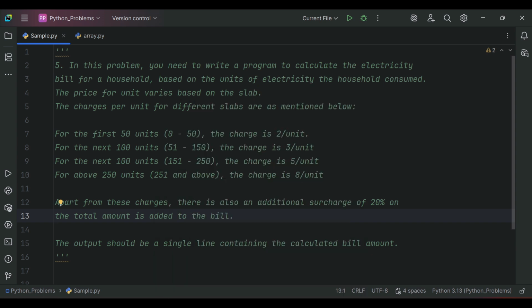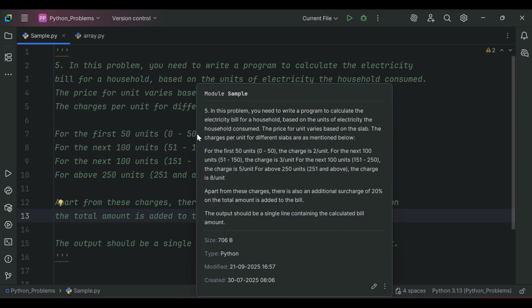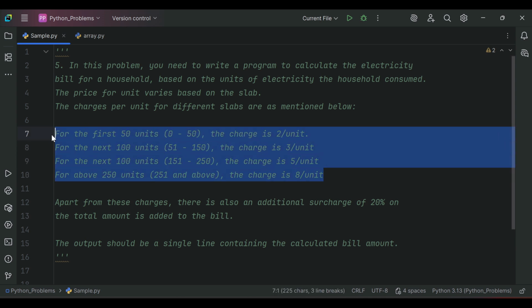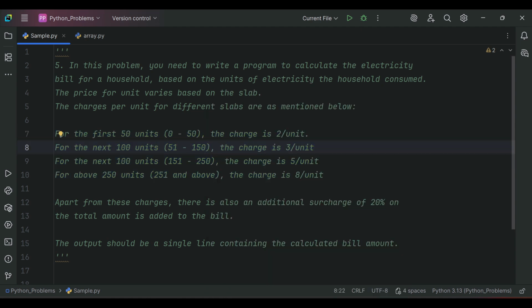Based on the range of units, he mentioned the charge. Suppose the electricity usage is below 50 units or equal to 50 units, the charge per unit is 2 rupees. For 51 to 150 it's 3 rupees, for 151 to 250 it's 5 rupees per unit, and above 251 units it is 8 rupees per unit. Based on these conditions we have to calculate the electricity bill. This is the problem. I hope you understand what the problem is. Okay, now we will calculate this.